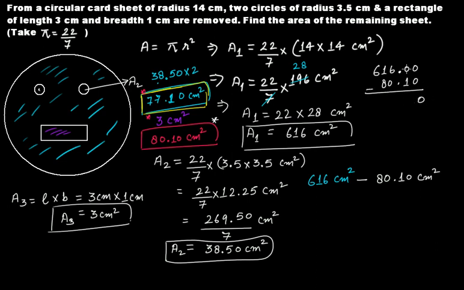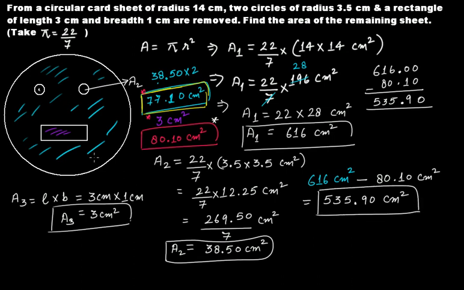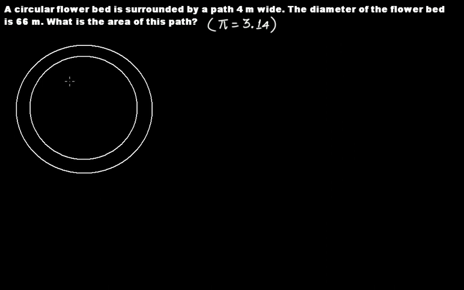Subtracted, so it's just 0, you get 9 here, then you get 5, 3 and 5, so you get 535.90 centimeter square. This is your area of the shaded region. Now let's move to another problem. A circular flower bed is surrounded by a path 4 meter wide.